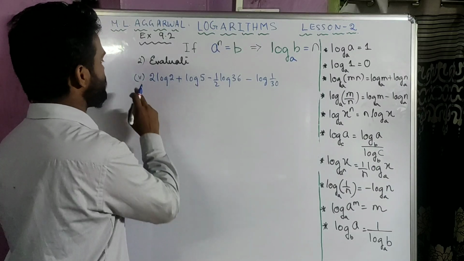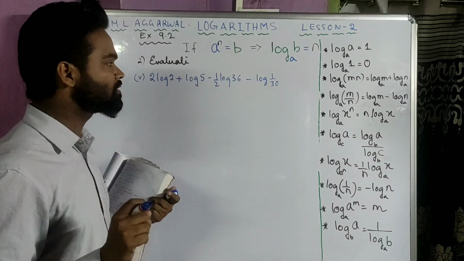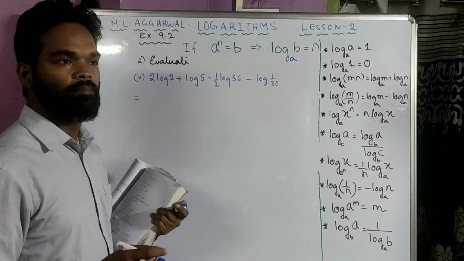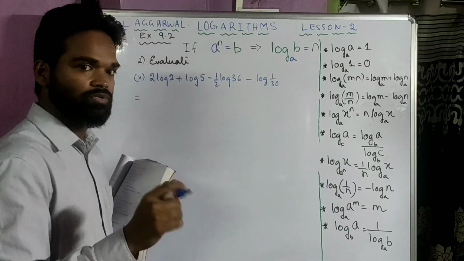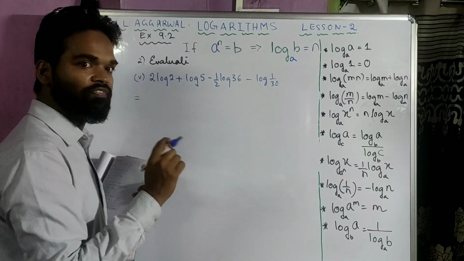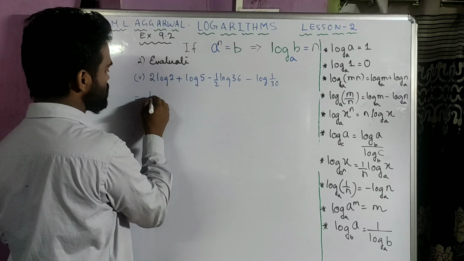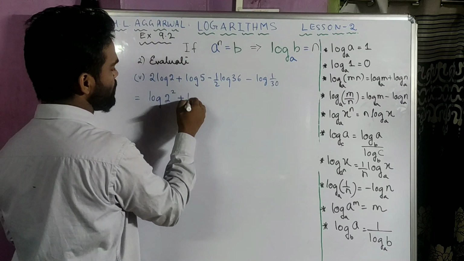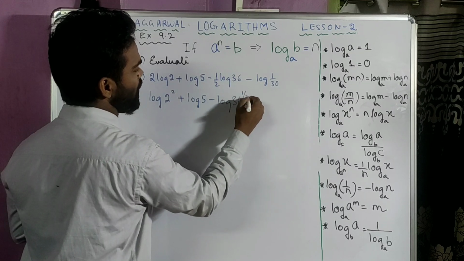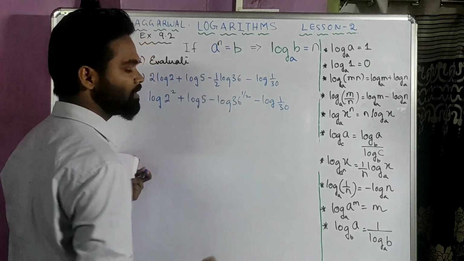Now look at 2 part 5. 2 log 2 plus log 5 minus half log 36 minus log 1 by 30. The base is 10. Okay. Now in this type of sum, try to bring the entire thing into a single log. For that, see that the coefficient of log is 1. Now how to remove this coefficient? This becomes the power. So this is log 2 square plus log 5 minus log 36 to the power half minus log 1 by 30.